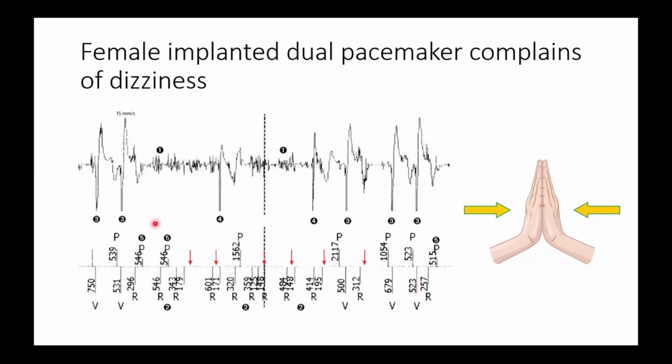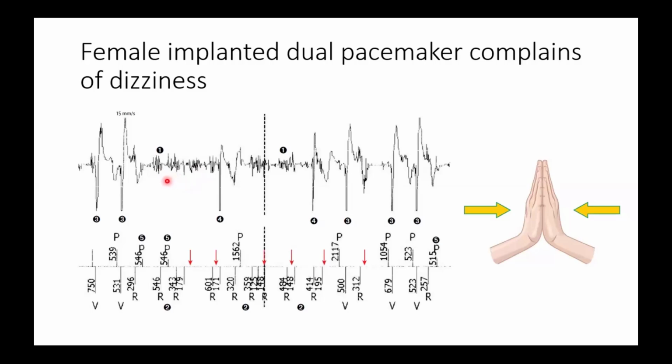We are asking the patient to do hand pushing against each other. Why? Because the patient is saying that she has dizziness. While we are asking the patient to do this maneuver, we are looking at the interrogation of the device. If you look here, the device has been sensing some artifact, and is inhibited because the device thinks that this is the intrinsic rhythm of the patient. So this is the oversensing of myopotentials from the movement of this patient.